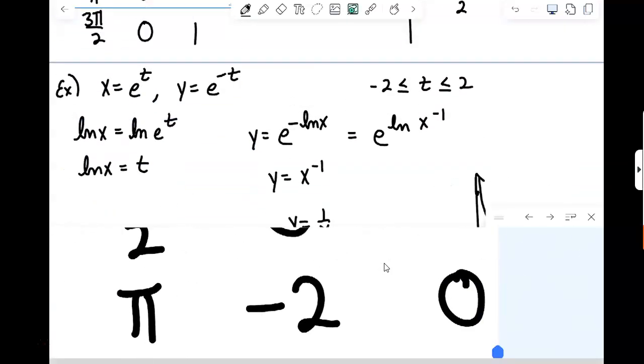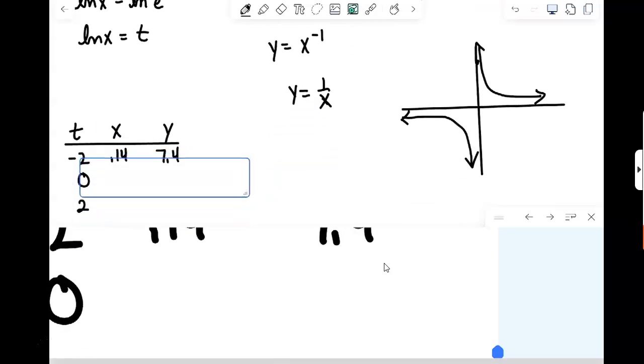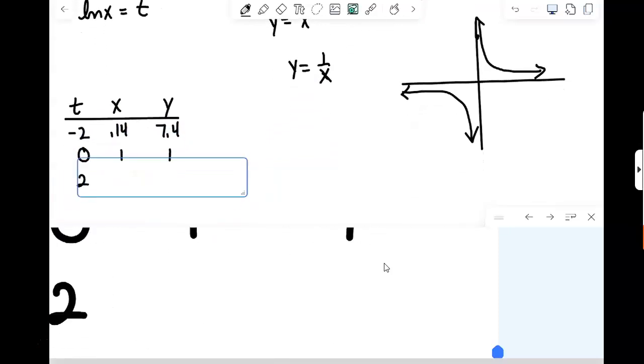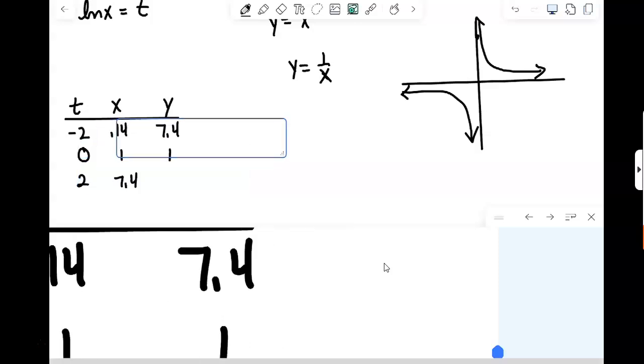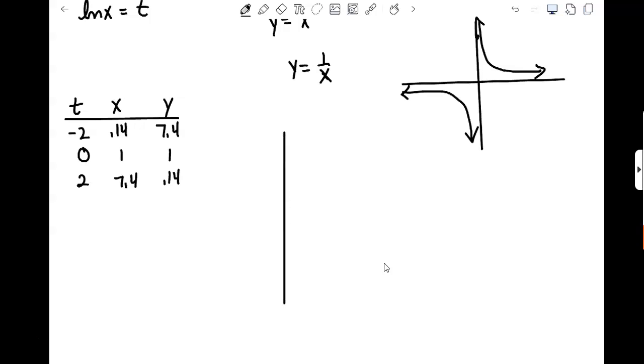When we plug in 0, e to the 0 and e to the minus 0 are both going to be 1. And when we plug in 2, it's just going to reverse. E to the t will be 7.4. E to the minus 2 would be my 0.14. Okay, so my graph is going to look like this.